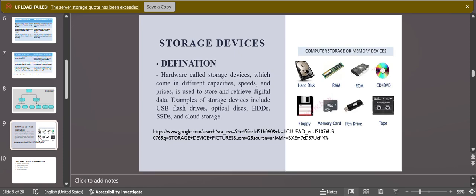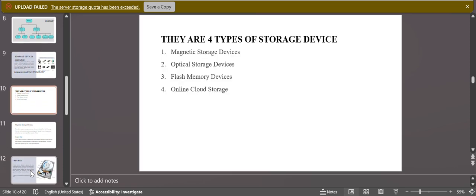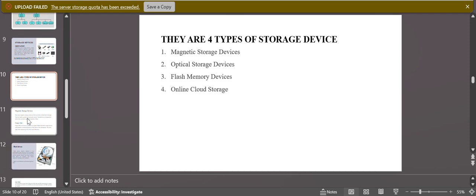And here you can see the storage devices and the definition. Hardware called storage devices, which come in different capacities, speeds, and prices, is used to store and retrieve digital data. Examples of storage devices include USB flash drives, optical disks, HDDs, SSDs, and cloud storage. You can see the pictures of the storage devices here. Storage devices have four types: one is magnetic, one is optical, one is flash memory, and the last one is online cloud storage.